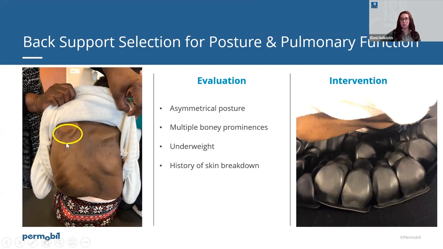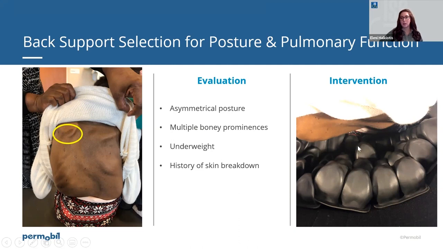She needs skin protection due to her multiple bony prominences, not just on her sitting surface, but also along her back. She's underweight, and making sure that we keep all of this in mind when selecting the most appropriate back contour and medium. And so this client was ultimately issued a Rojo Agility custom back support where the medium was made entirely of inflatable air cells, which provides skin protection through immersion and envelopment into the inflatable air cells to protect all these bony prominences along her asymmetrical posture.